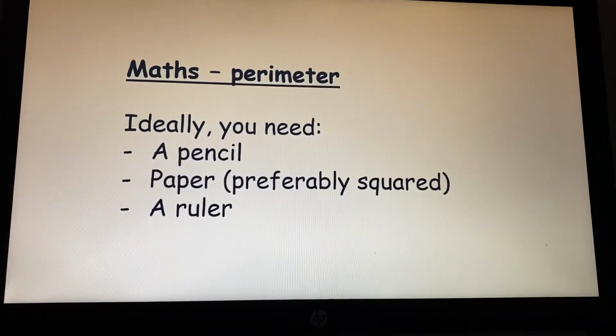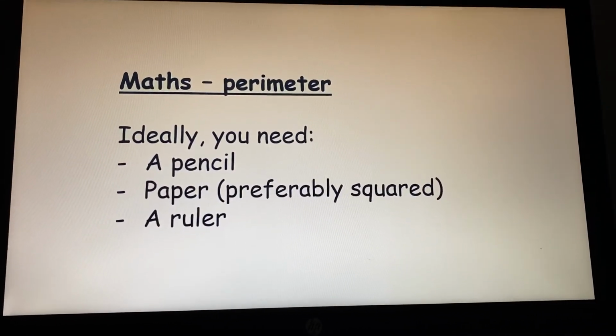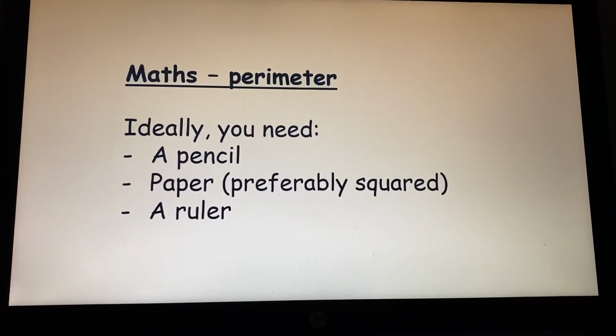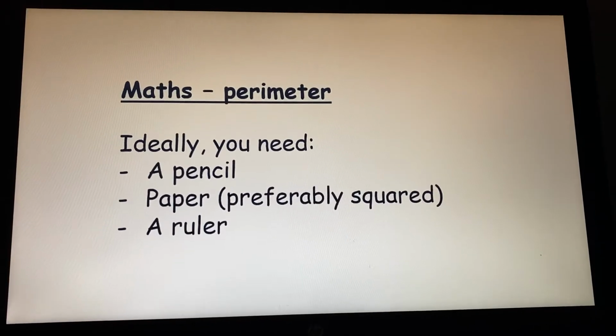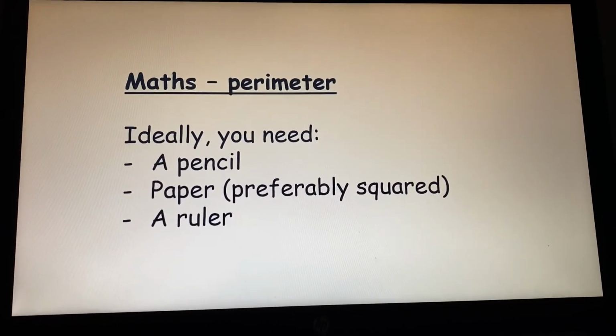I know we haven't touched perimeter this year. We mentioned area, but obviously the two are different. But I know perimeter is something you did in year 4. It was also something we were going to do towards the end of this term, just before the Easter holidays, which are obviously technically week after next.